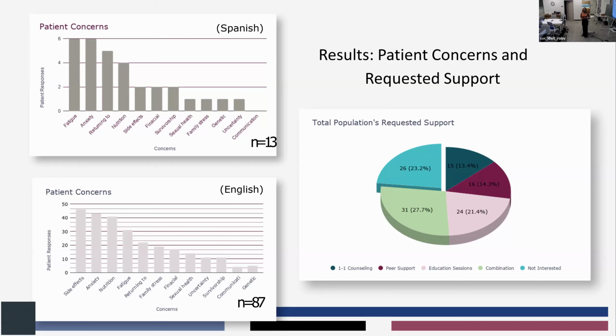bit different. And looking over to the right, you can see the entire population's requested support type. The green showing that majority of the patients would prefer a combination of peer support, the education series, and one-on-one counseling.